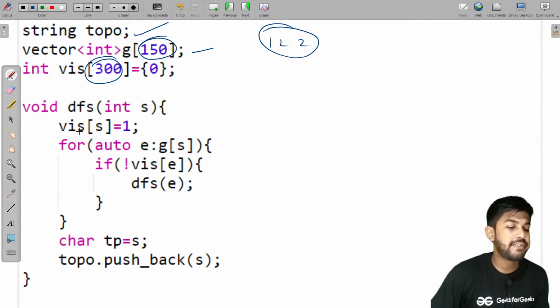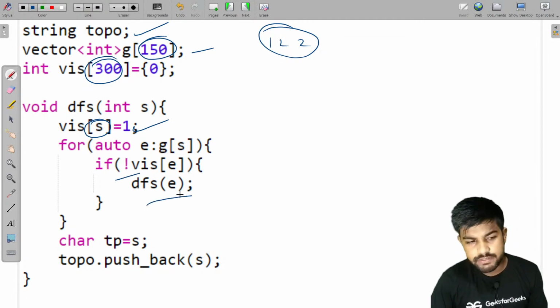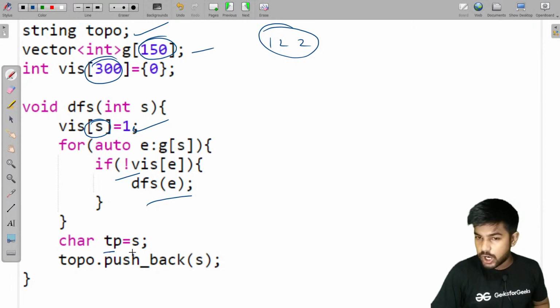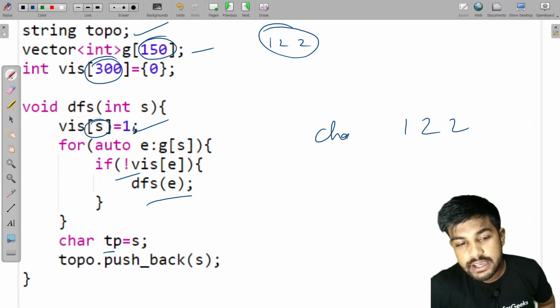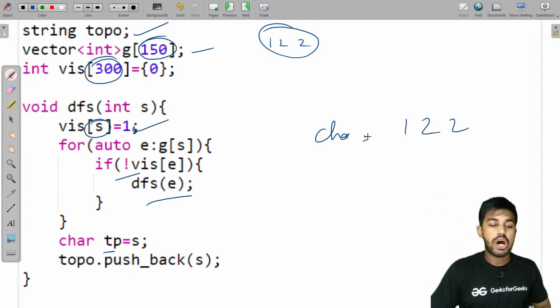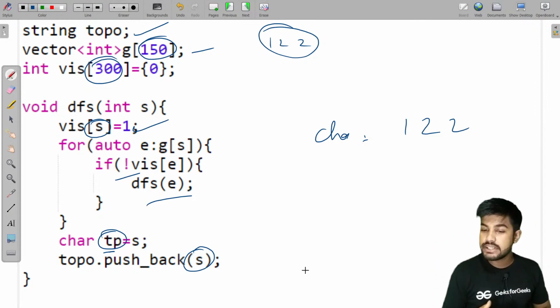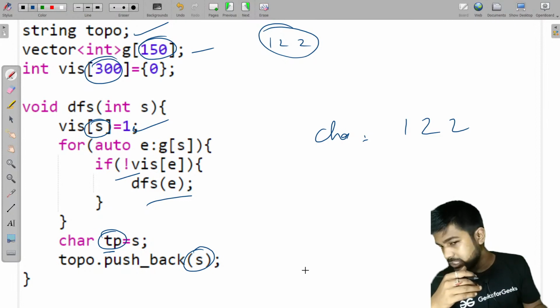Okay, so at first we are marking the things as visited. Then if it is not visited, we are visiting it just like the normal DFS, and then we are assigning the character to TP just like I told you. And if you assign 122 to a character, then it would be assigned as Z. So now it is at Z and we are pushing it to the string. Now we are doing this, and this is doing the topological sort. This would give us the topological ordering in reverse order.